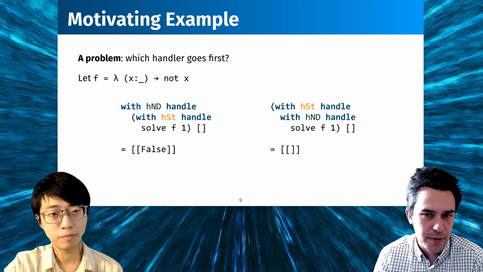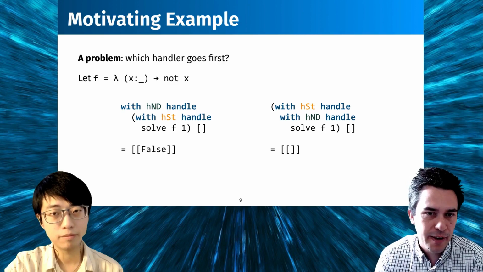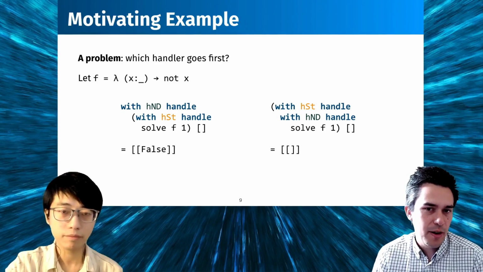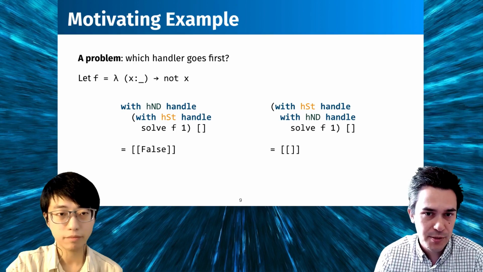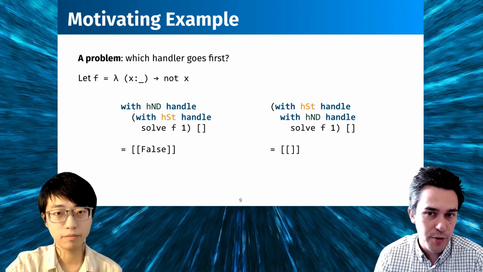Right, the program is fine. What puzzles me is the order of applying handlers to the program. We can either apply the handler for non-determinism first, or the handler for mutable state first. But I was surprised that only one of them gives the correct answer.